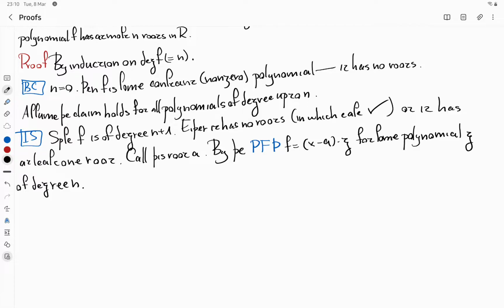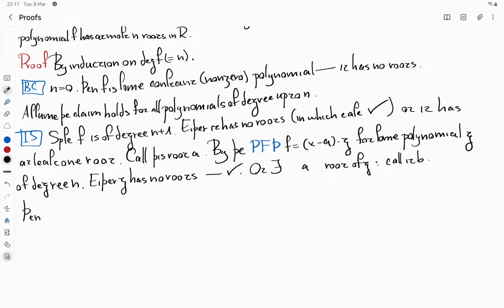Now, if g has no roots, then there is precisely one root and the claim holds, because n is equal to at least 1, right? Either g has no roots, in which case great, or there exists a root of g, call it b.